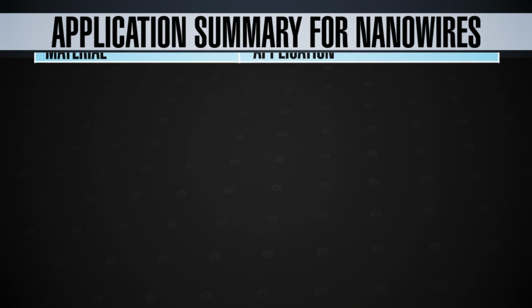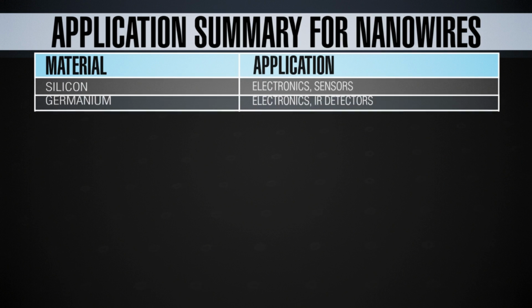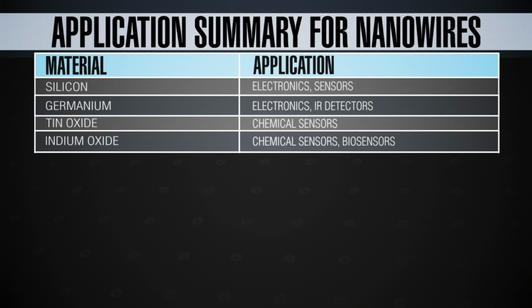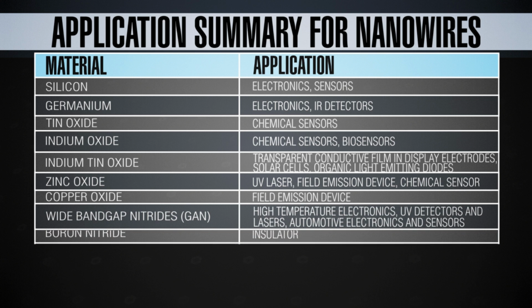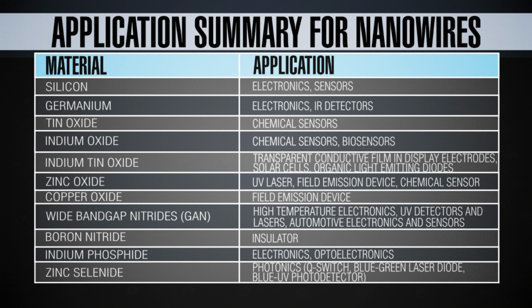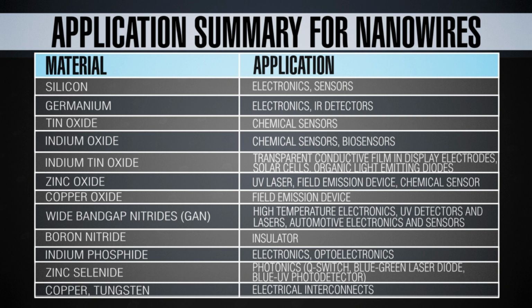An application summary for nanowires. I mentioned earlier on, pretty much all the elements on the periodic table and even variety of compounds have now been grown in the form of nanowires. So essentially, in all those cases, whatever the original applications that people used for thin films of the same material, nanowires could be used in the same set of applications, but with hopefully improved performance or perhaps cheaper.